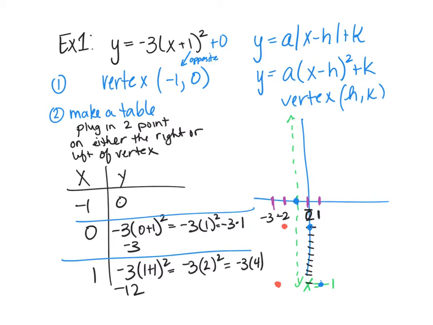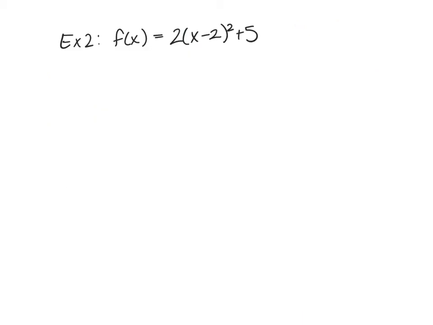I'm going to do it in black so we can see it really well. And this one should be narrower because, as we know from our transformations, this is a vertical stretch factor of 3, and it's a reflection, so that's why it's upside down. So our next example is f of x equals 2 times x minus 2 squared plus 5. So again, the first thing I'm going to do is identify my vertex.